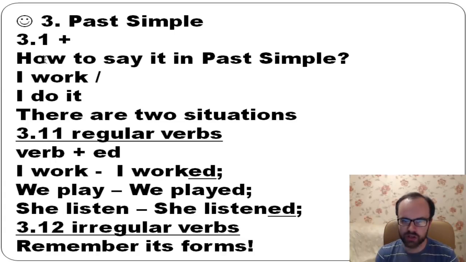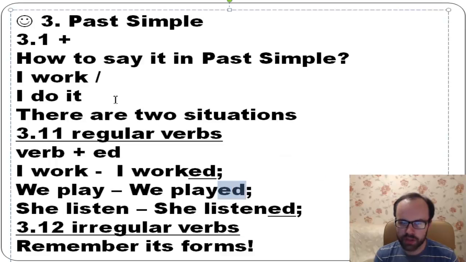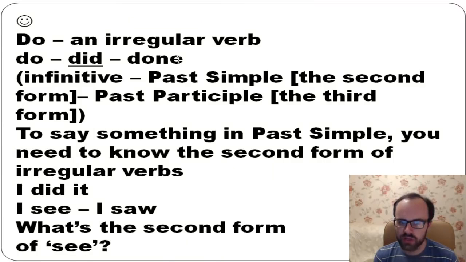There are two situations. Regular verbs: verb plus ed. I work, I worked. We play, we played. She listened. And irregular verbs, so please remember their forms. Do is an irregular verb. Do, did, done: infinitive, past simple or the second form, and past participle, the third form.